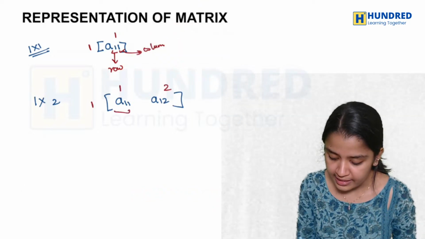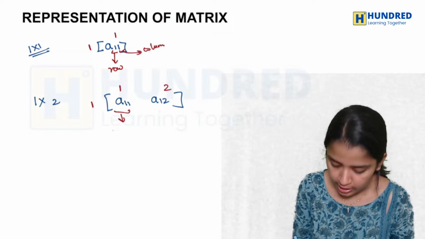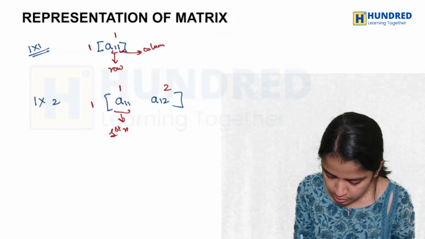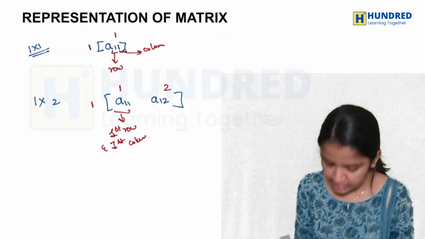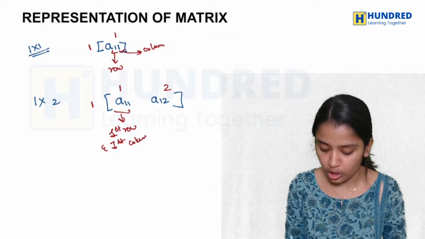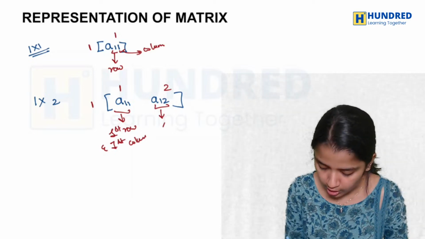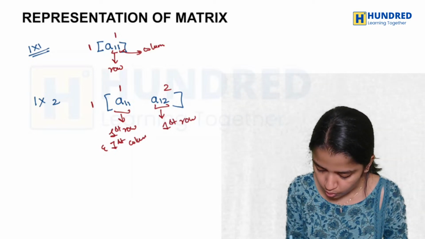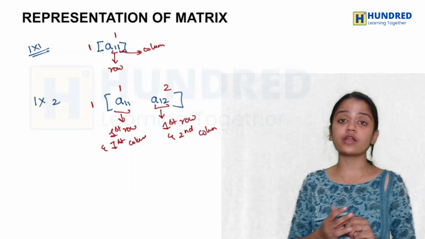So this is the element which is in first row and first column, and this is the element in first row and second column. So this is how you represent it.